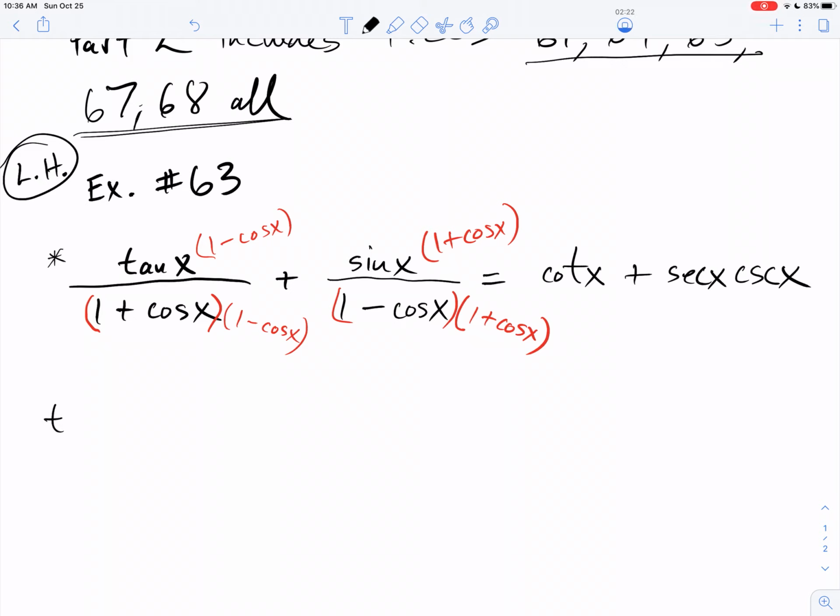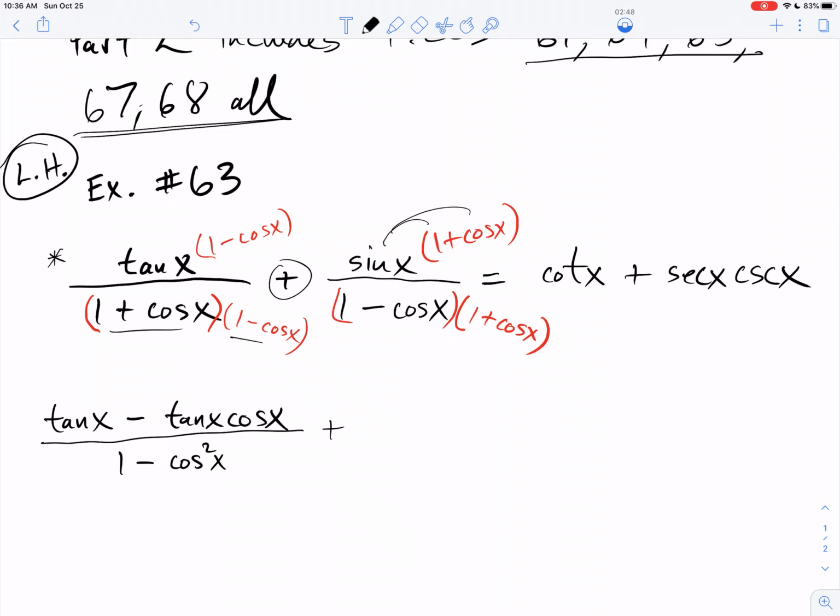Here I'd get tangent x times the cosine, so I got minus tangent x cosine x. What's on the bottom? Well, if I FOIL this in the bottom, I get 1 minus cosine squared x. Now there's a plus sign, so now I'm going to say plus, and then over here, just like I did on the other one, I'd be distributing. Whoops, I forgot to do that. There you go. And then we'd get sine x plus sine x cosine x.